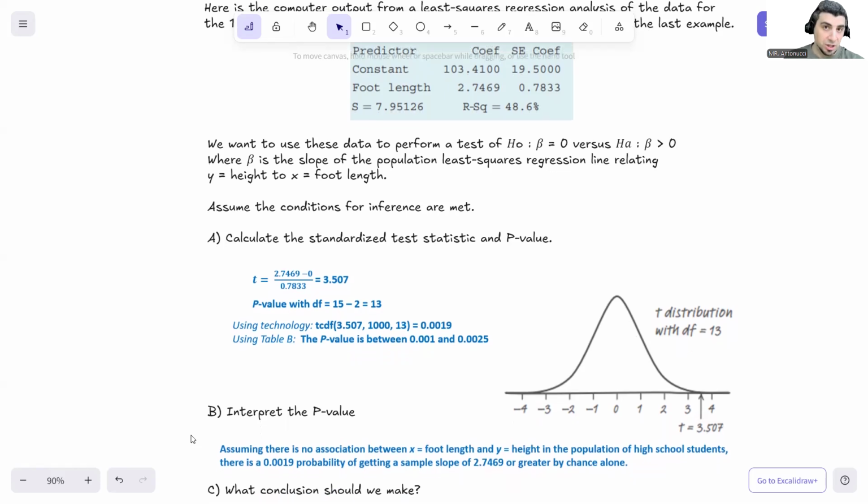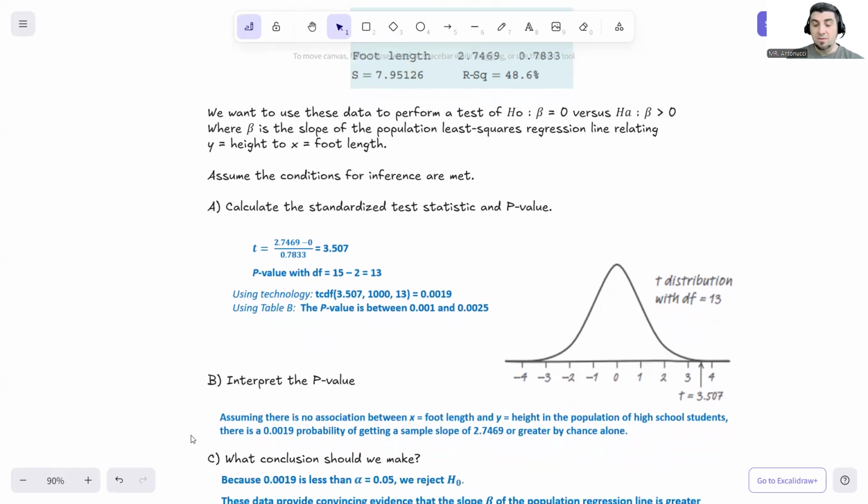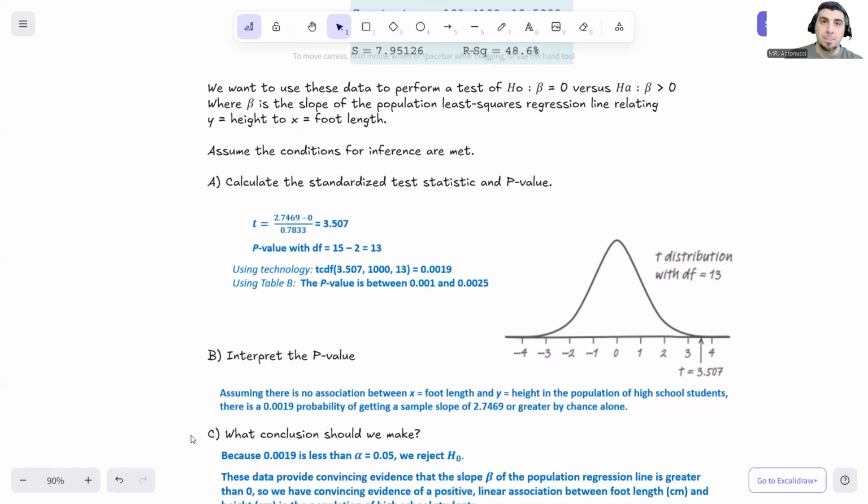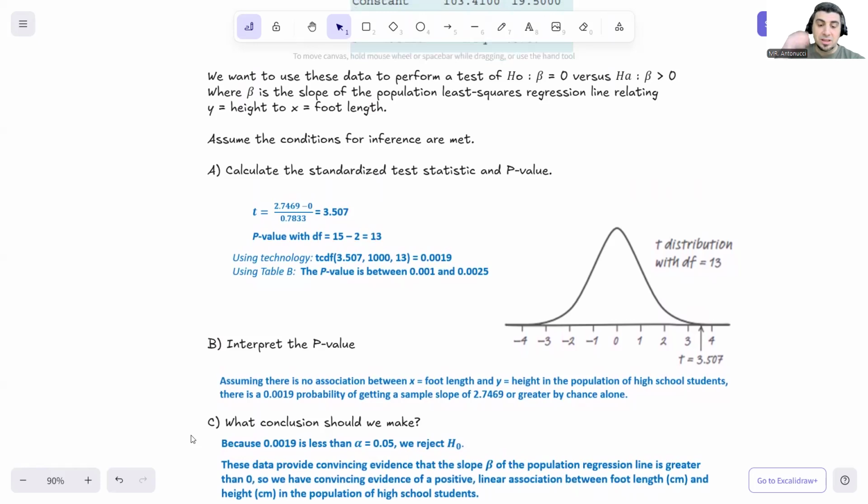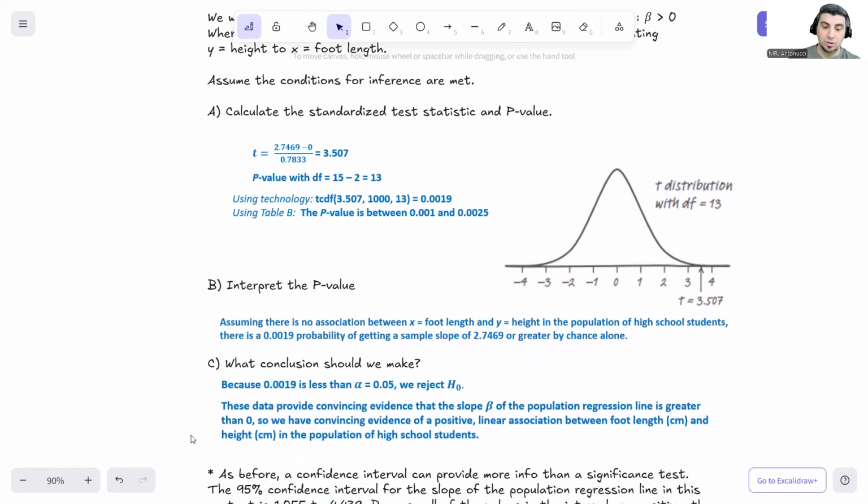So that begs the question, if we're doing a hypothesis test, what conclusion would we make? Well, because the p-value, 0.0019, is less than our significance level of 0.05, we reject the null. Then we need to state our conclusion. These data provide convincing evidence that the slope, beta, of the population regression line is greater than 0. So we have convincing evidence of a positive linear association between foot length in centimeters and height in centimeters in the population of high school students.